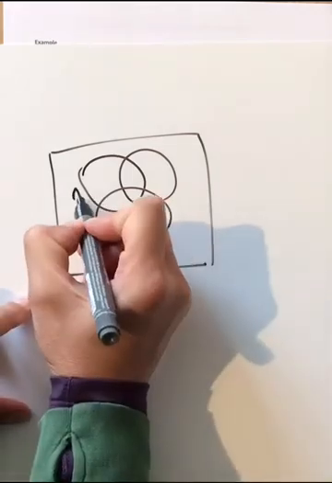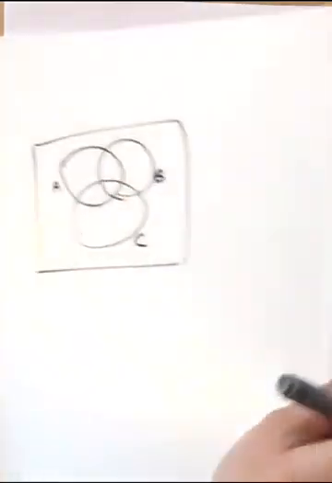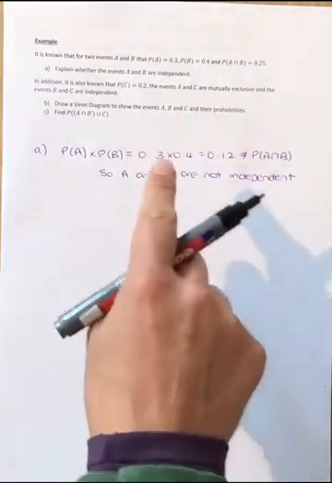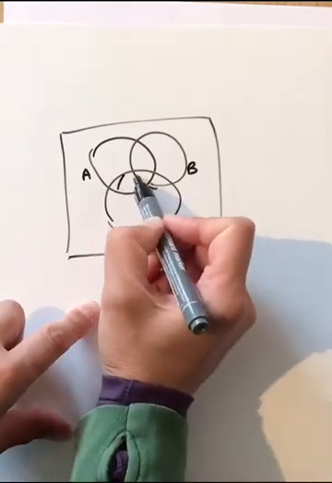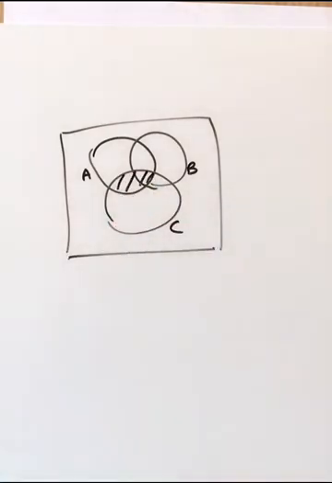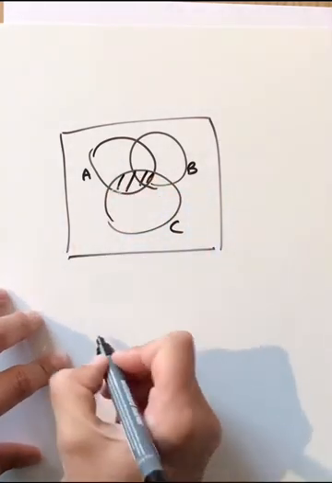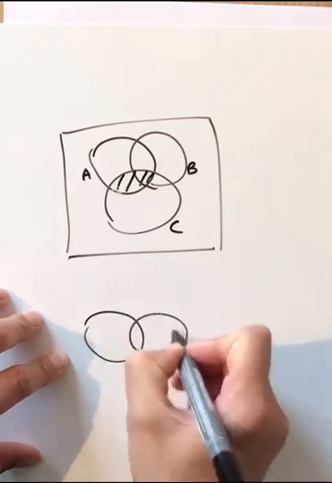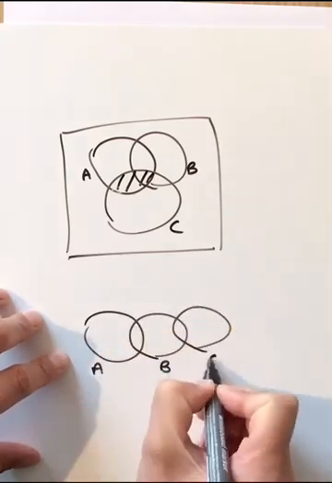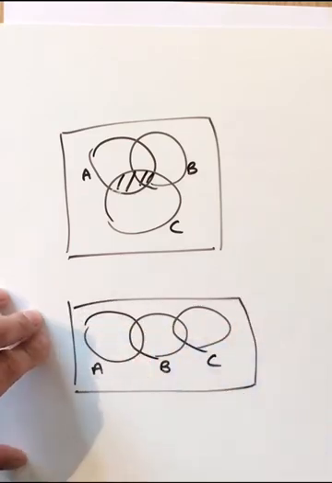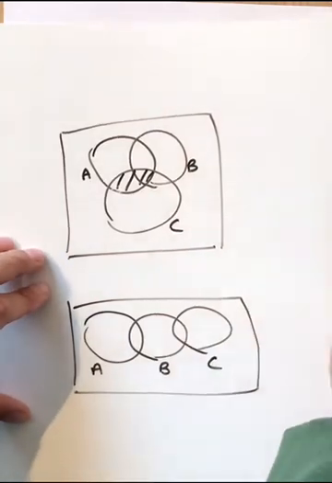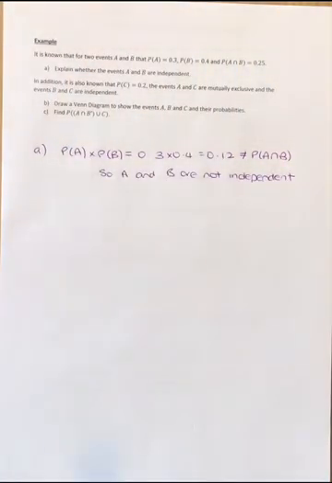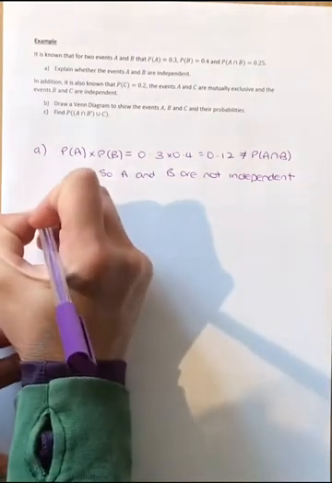However, in this case, we are told that A and C are mutually exclusive. So anything which has A and C in would be empty. So we don't need this region here. So instead, I could draw 3 circles like this to represent A, B and C, because I do not need my A and my C to overlap. So let's draw that type of diagram so that we've got a simpler diagram to use.